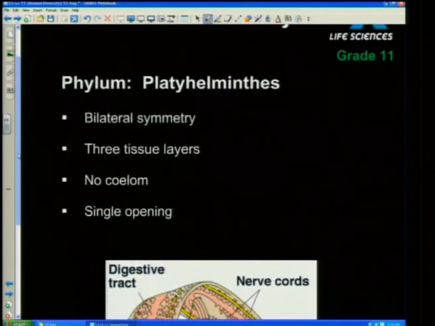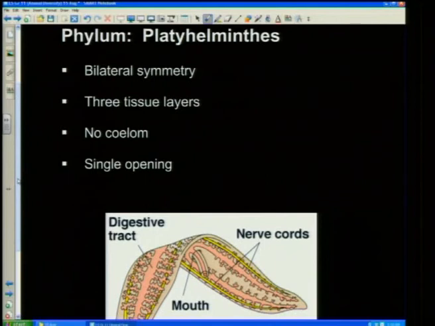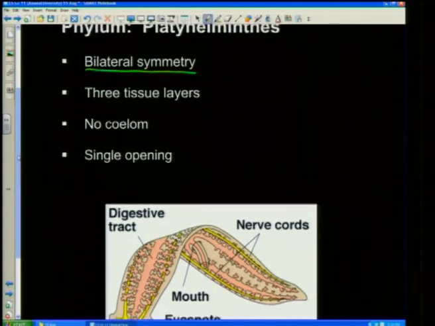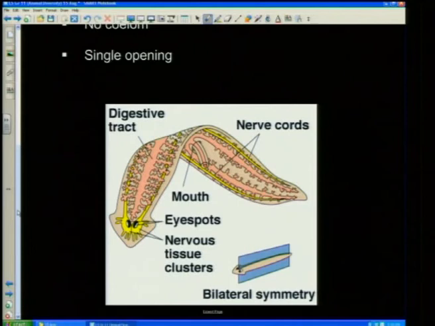Some more information that you need for your table under the flat worms. Platyhelminthes means flat worms. They have bilateral symmetry, meaning that, if you look at this picture, it's beautiful, they have a front.